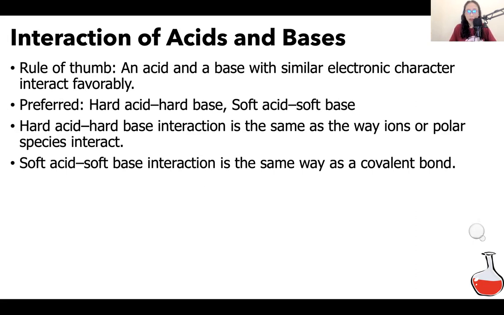Now, the thing is, the rule of thumb doesn't say that a hard acid, soft base, or a soft acid, hard base interaction does not happen. They happen as well. But in terms of probability or stability, the products of hard acid, hard base and soft acid, soft base interactions are more stable compared to the products of hard acid, soft base, or soft acid, hard base interactions.